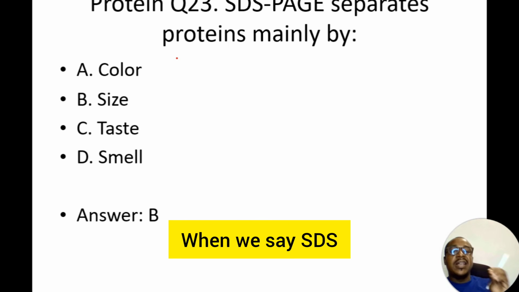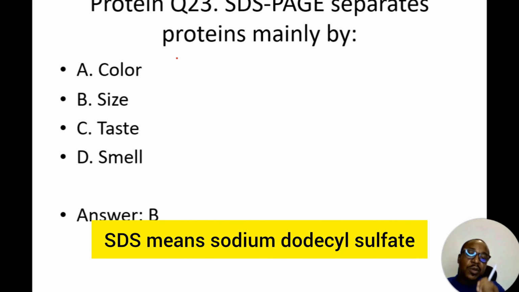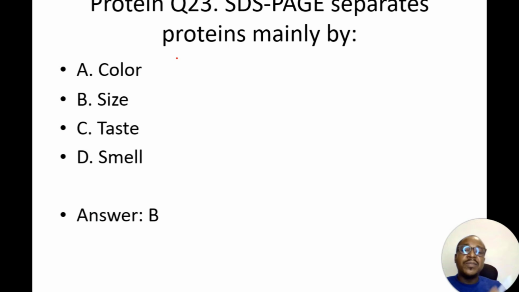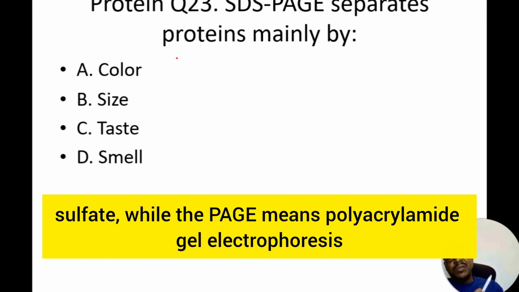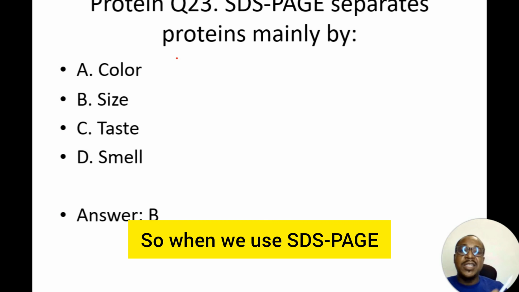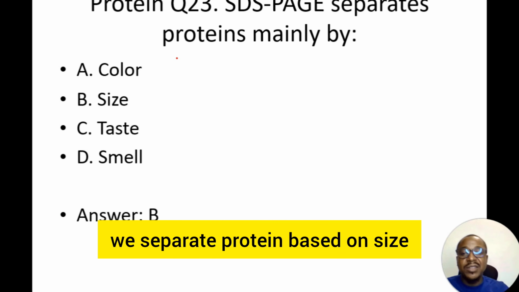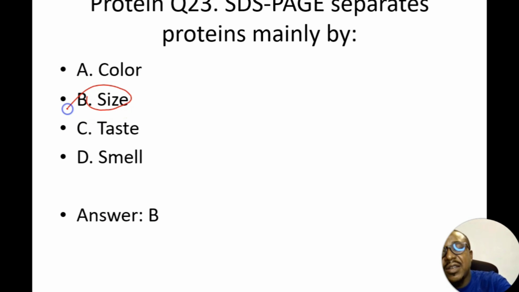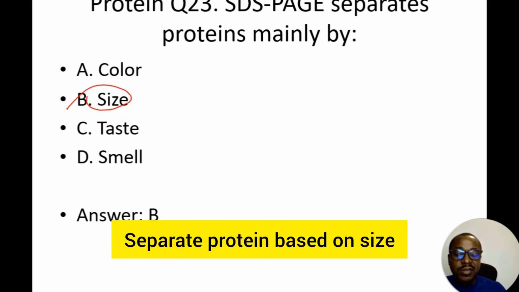SDS means sodium dodecyl sulfate, while PAGE means polyacrylamide gel electrophoresis. So when we use SDS-PAGE, we separate proteins based on size.